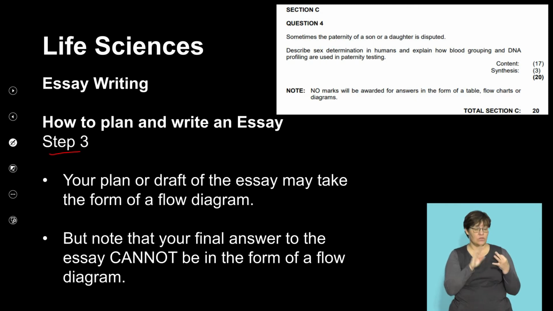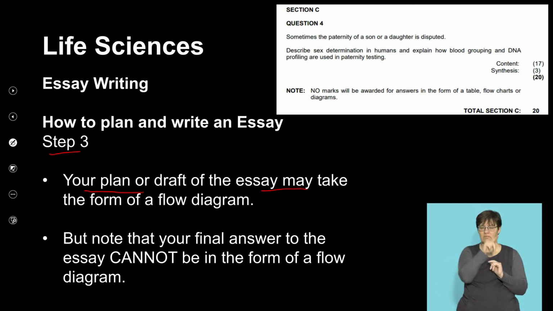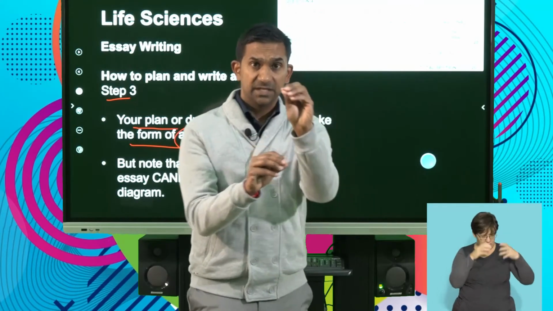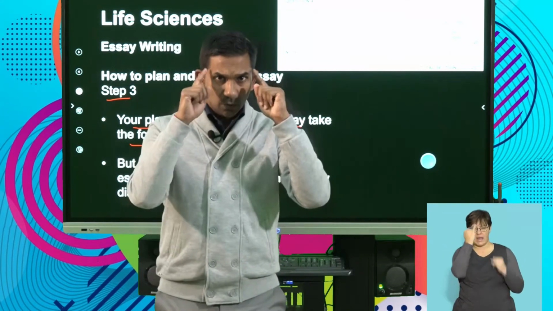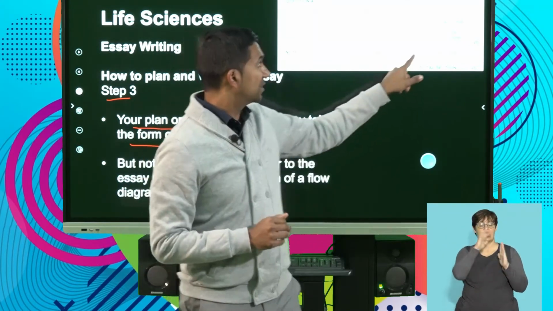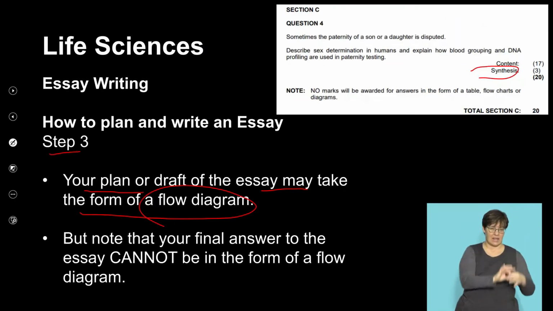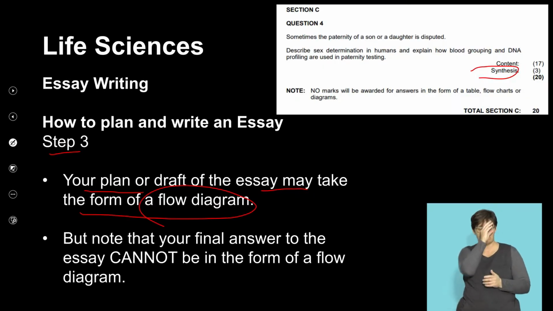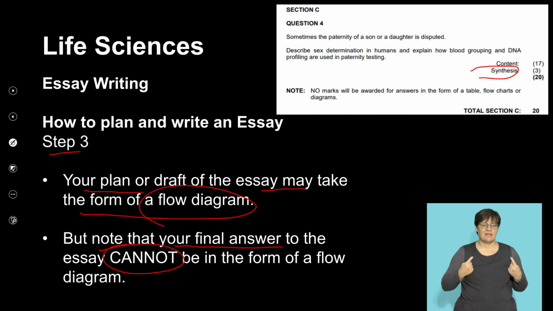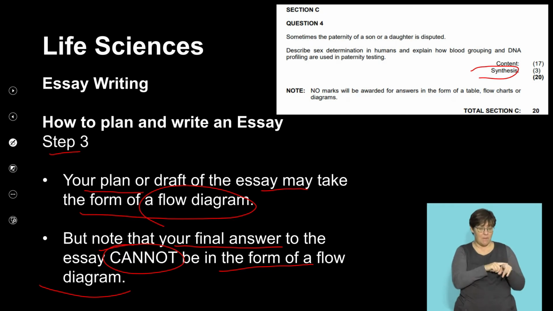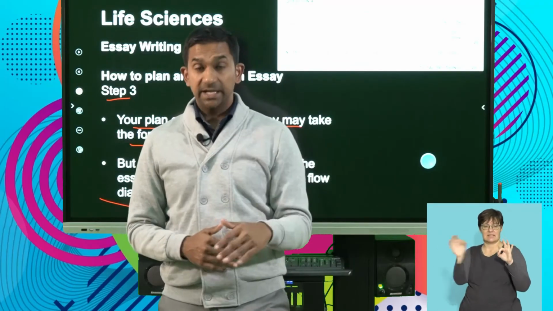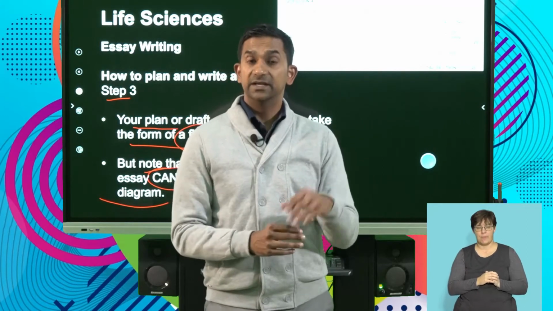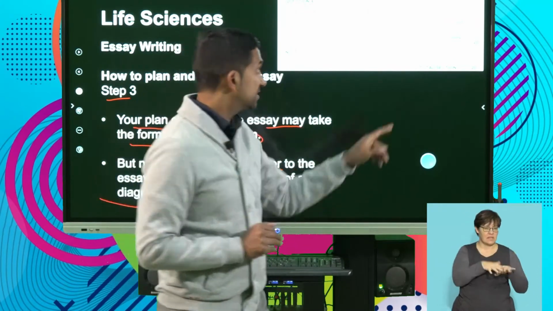The third step is, in your plan or your draft of the essay, you may take the form of a flow chart. It's okay in your plan to put together some concepts and link them with arrows and ideas, so that when you are going to write that essay down, you're able to link the concepts together. And that is the value of being able to plan an essay. But you've got to note that the final answer cannot be in the form of a flow diagram. So you've got to ensure that you've got sufficient time to now be able to ink that into a paragraph or paragraphs having different ideas, concepts synthesized in each paragraph.